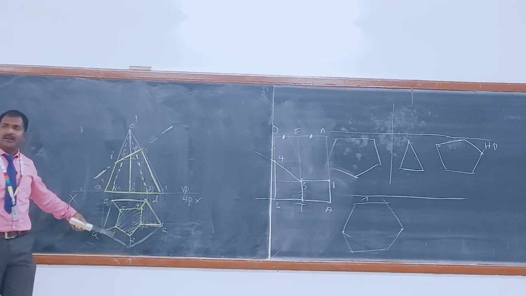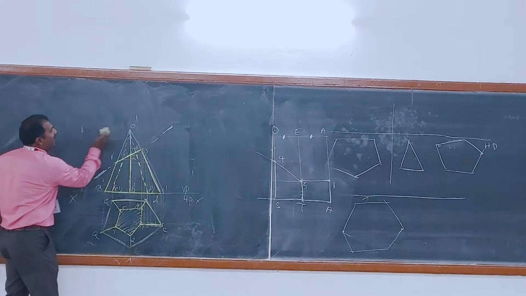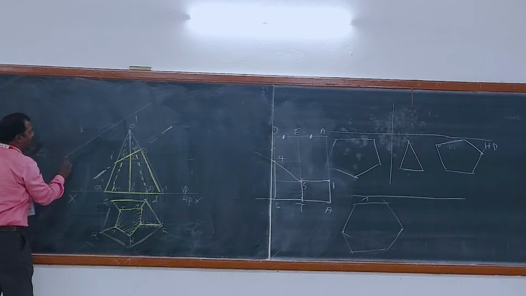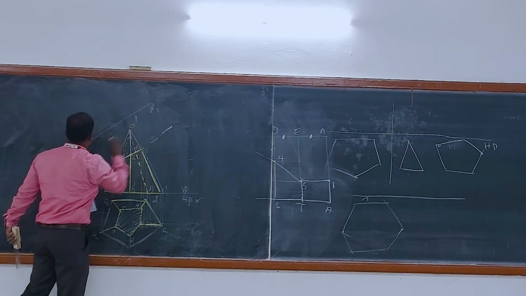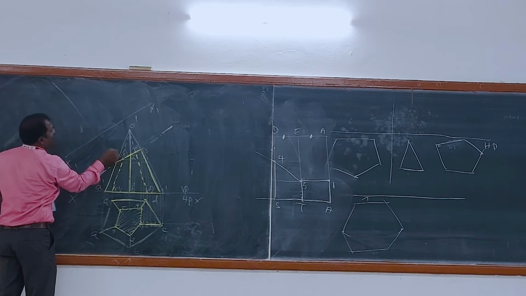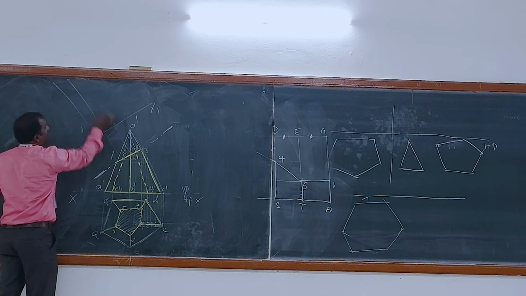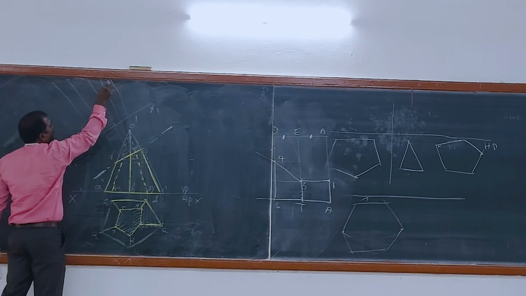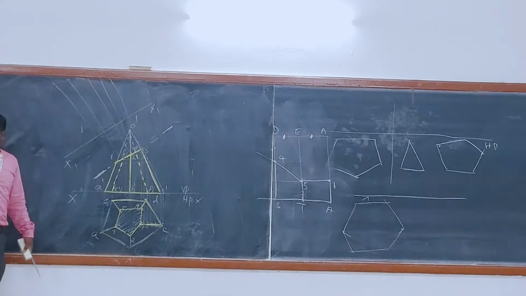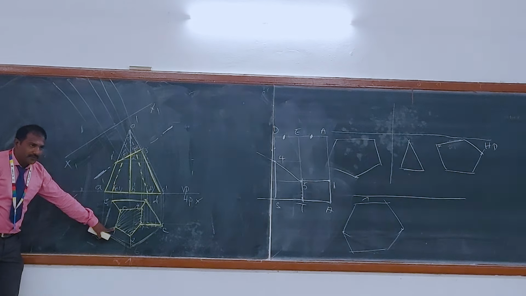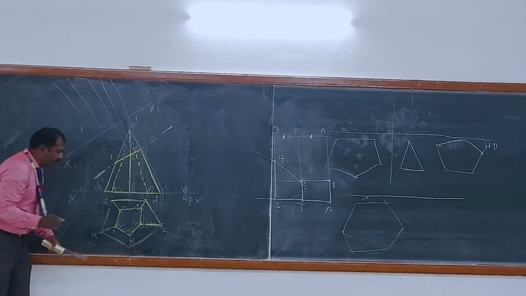Sectional top is over. Now the true shape of the section. Draw a line parallel to your section line and name it x1, y1. Draw the perpendicular lines here, here, here, here, here. All perpendicular, 90-degree lines. Measure from x1 to 1, x1 to c.